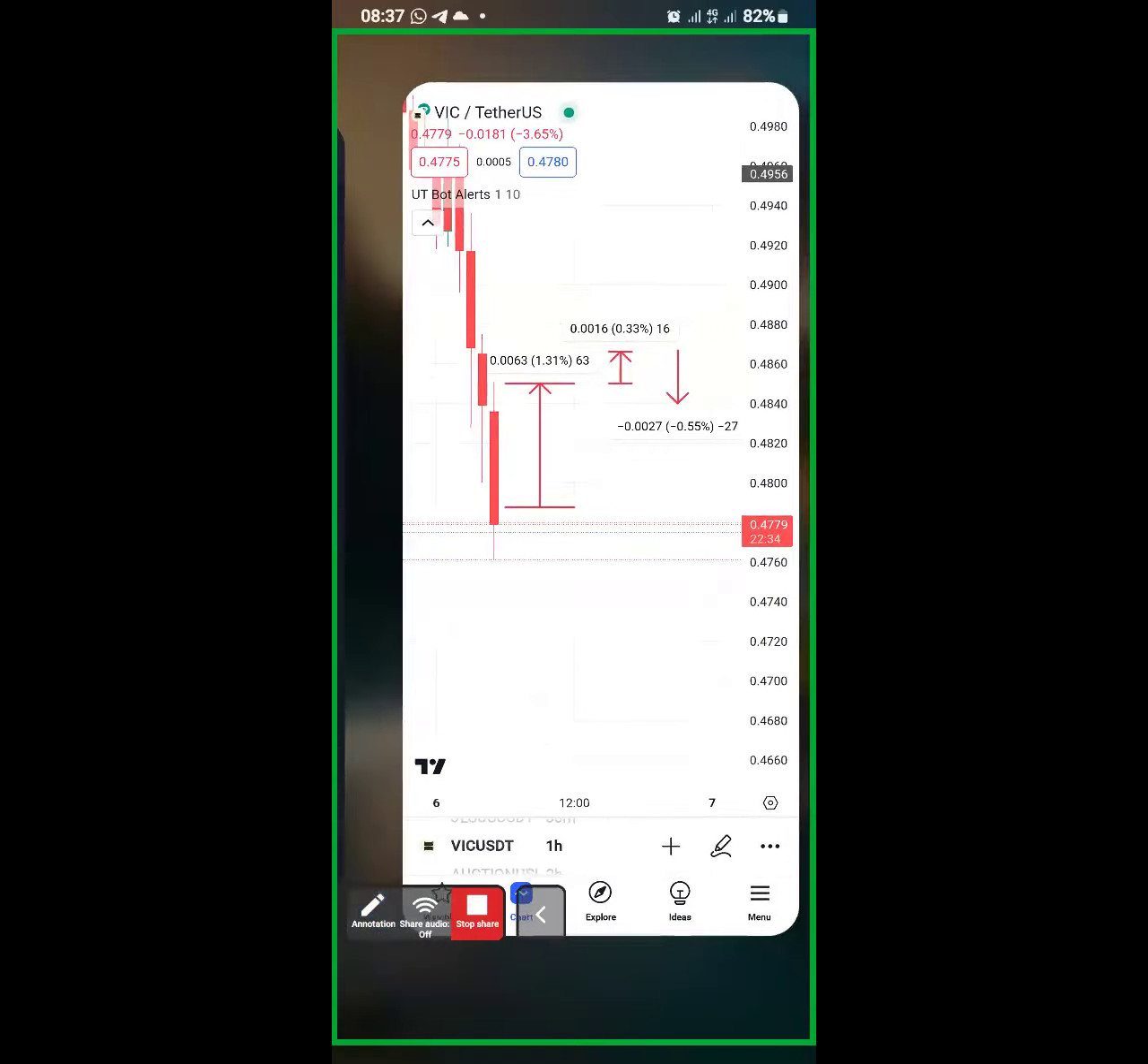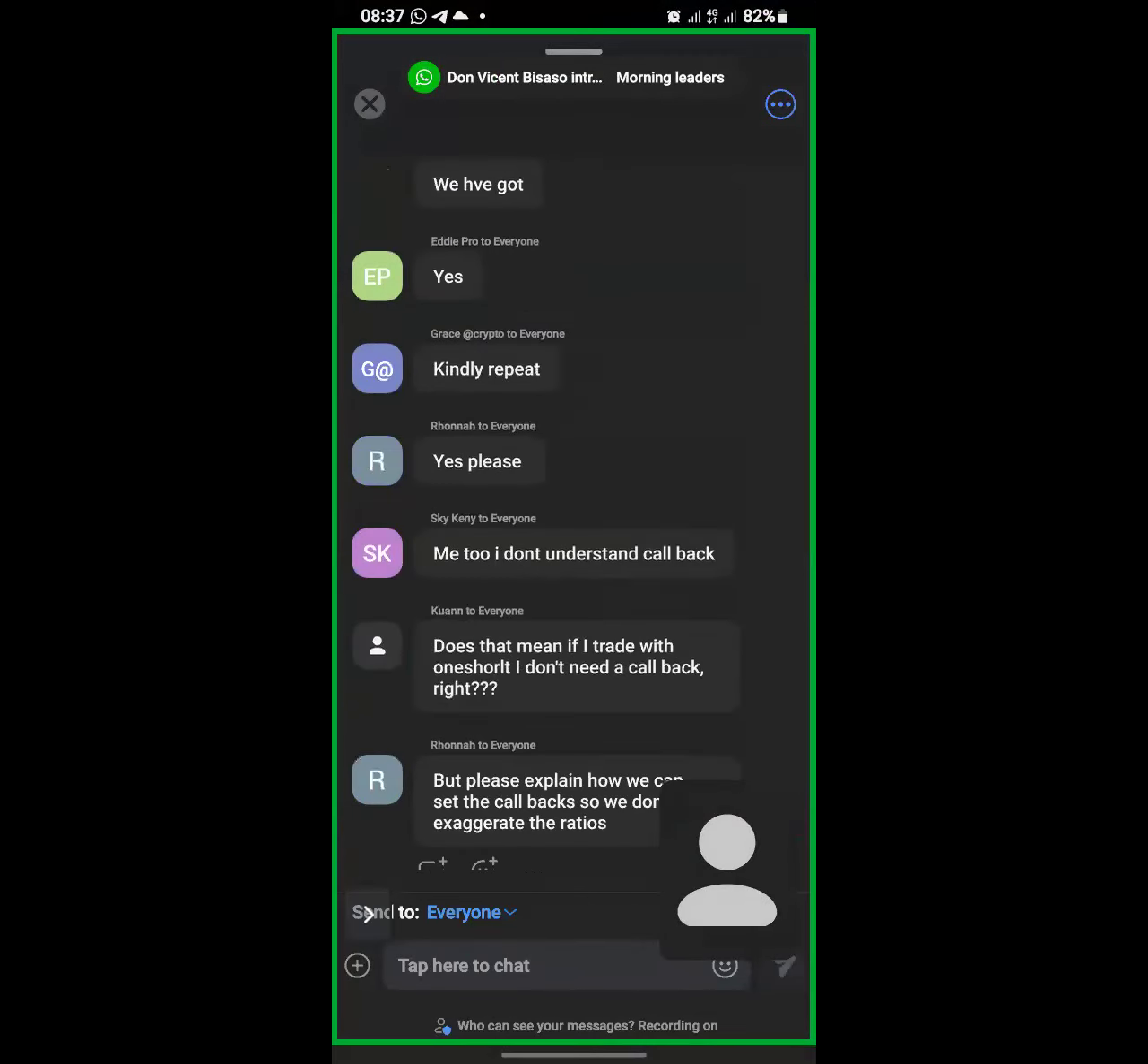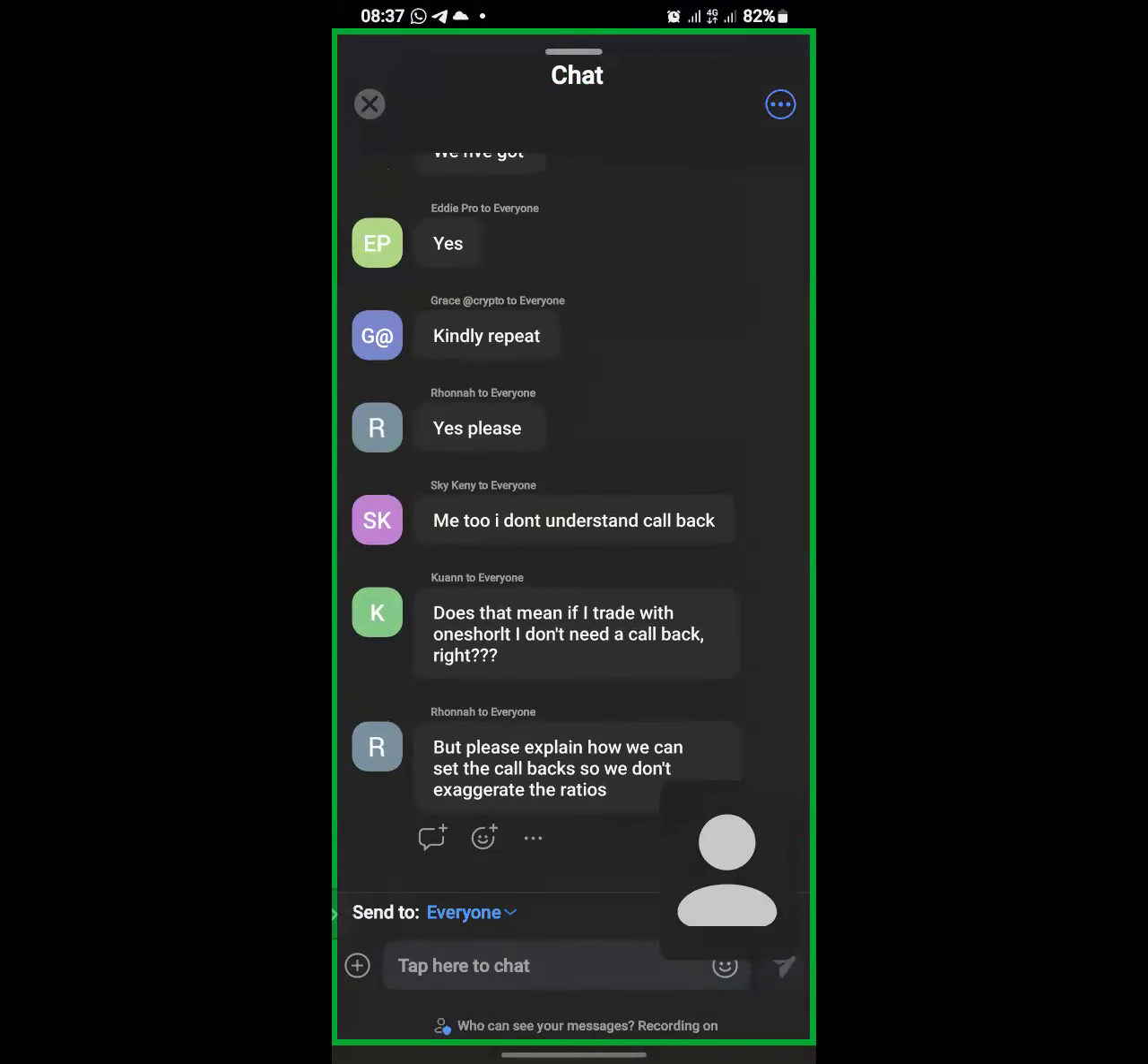I hope I've explained that very well, and we are well with it. Someone says: me too, I don't understand callback. Try to chat me. I hope we are okay with that.